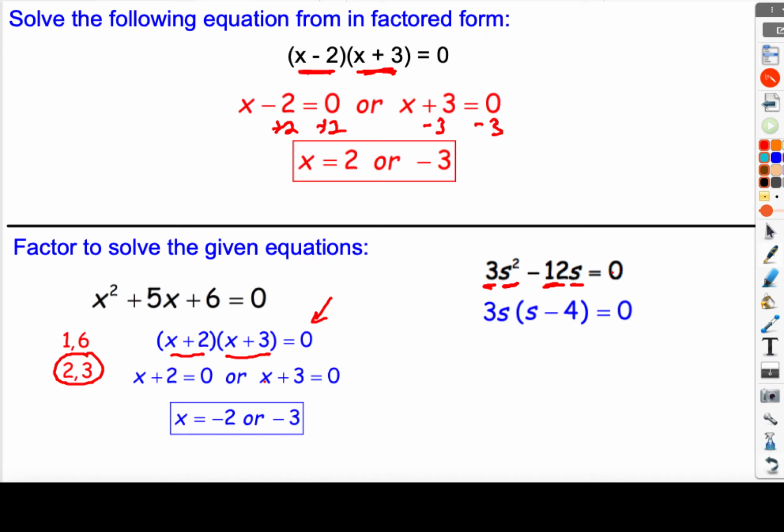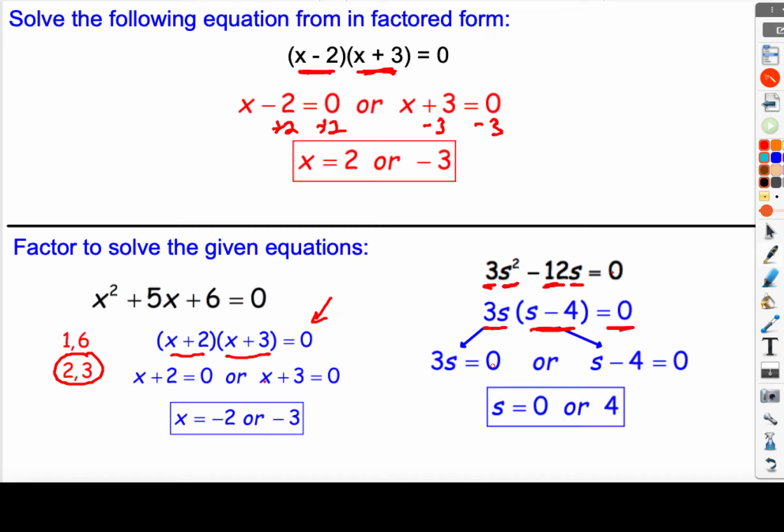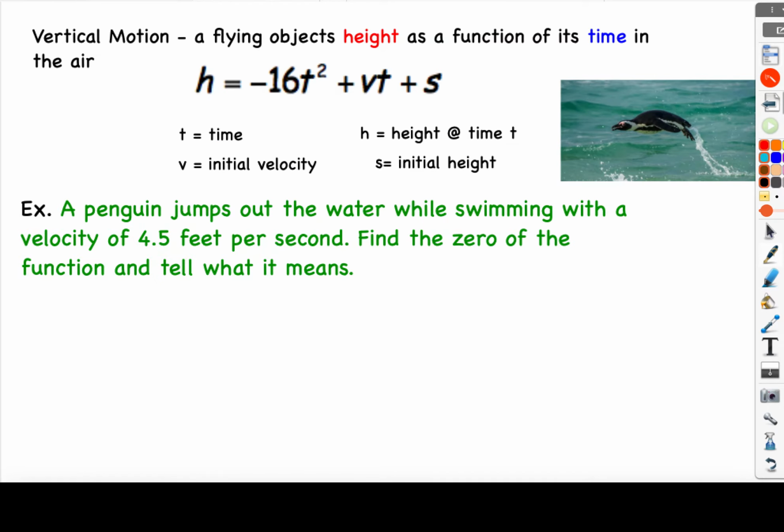And if we've got 3s times s minus 4 equal to 0, then one of the two of those needs to be 0. Divide by 3 and add 4. Again, dividing by 3 on this side, s equals 0. Adding 4 in this equation, s equals 4, and we've got our two answers. So that's a great way to solve a quadratic or an x squared style equation.